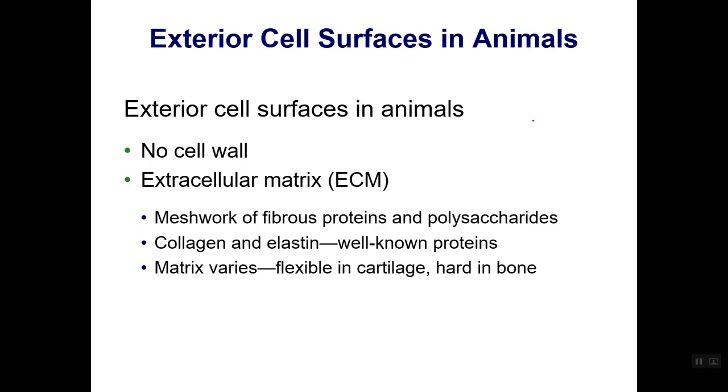Now let's talk about animal cells, so exterior cell surface in animals. So animals do not have a cell wall, no cell wall. They do, however, have what we call an ECM. This is the extracellular matrix. Extra means outside, and cell means cell. So it's the space literally outside of the cells, in between cells. And in between cells, there's a lot of meshwork of fibrous proteins. When I say fibrous, I mean they look like fibers, strands, as well as some polysaccharides, carbohydrates. Some examples, collagen and elastin are very well known to be in the ECM.